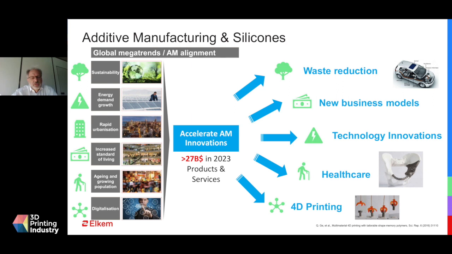What we have seen over the years in materials being available are primarily rigid materials like metals and plastics. Now we're talking about soft materials, elastomeric materials, and specifically silicones with their unique characteristics and properties.